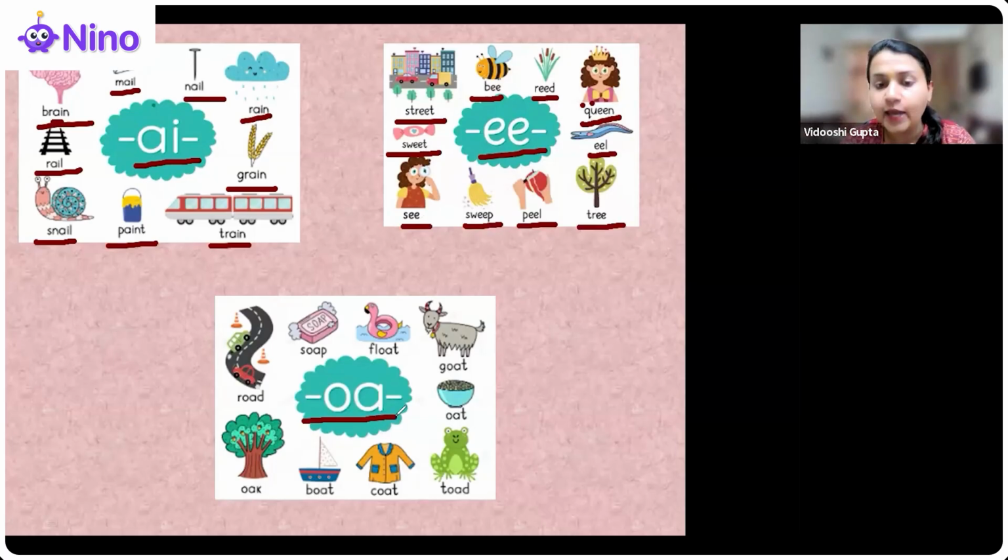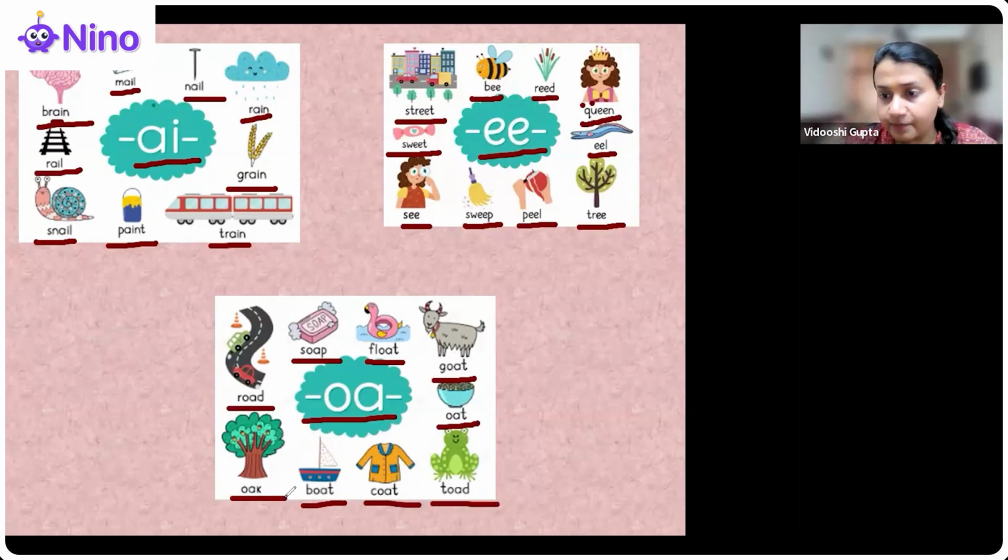Now look at O and A coming together to make a new sound, O. For example, road, soap, float, goat, oat, toad, coat, boat, and oak. Clear? O and A coming together to make a new sound, O.